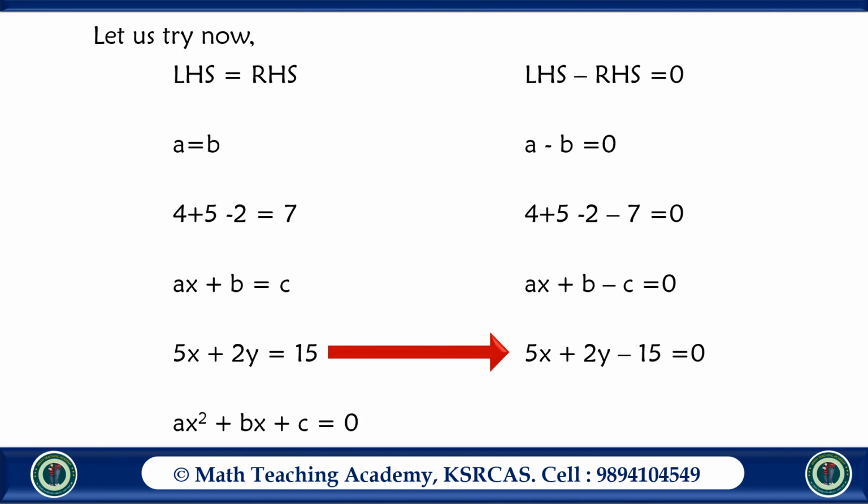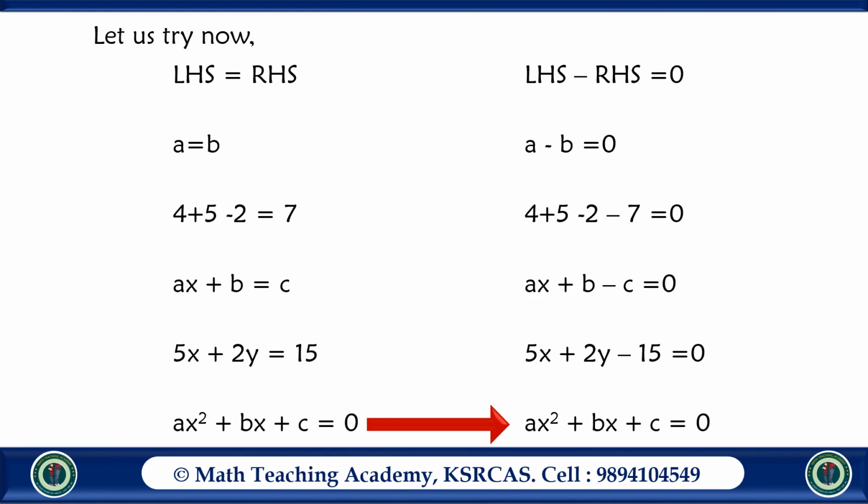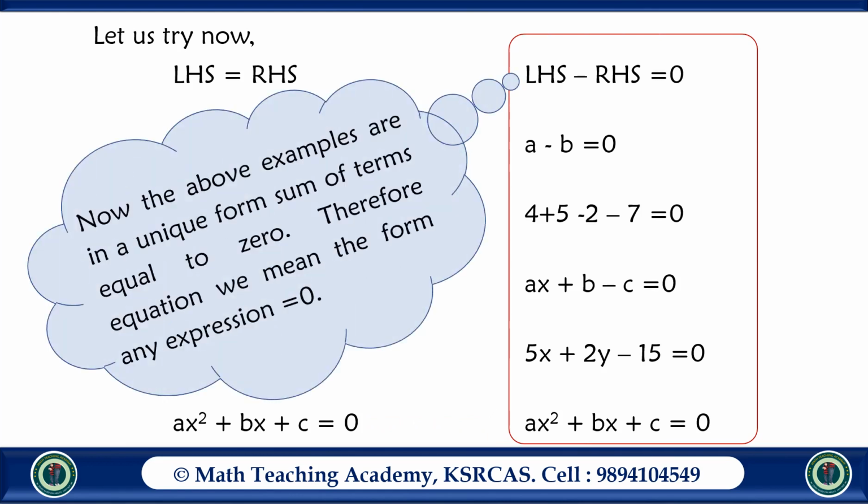From the fifth example, bring this 15 into left hand side, then what you get is 5x plus 2y minus 15 is equal to 0. Here the last example is in the standard form of equation, so keep the last equation as it is. Now the above examples are in a unique form, sum of terms equal to 0. Therefore by equation we mean the form any expression equal to 0.